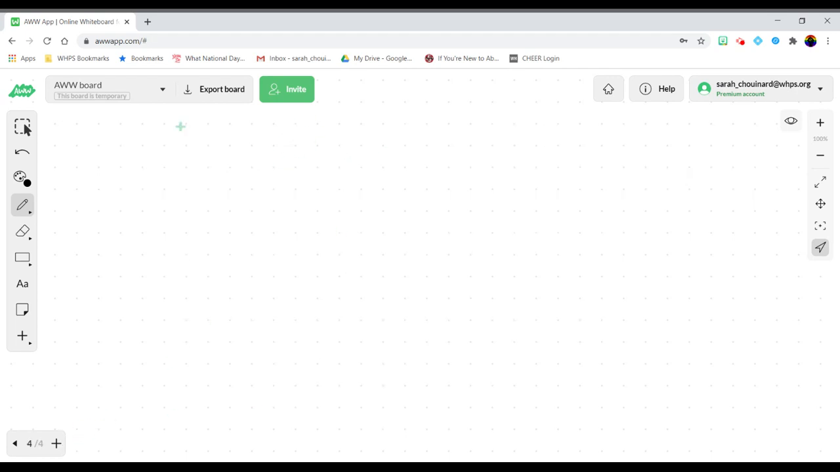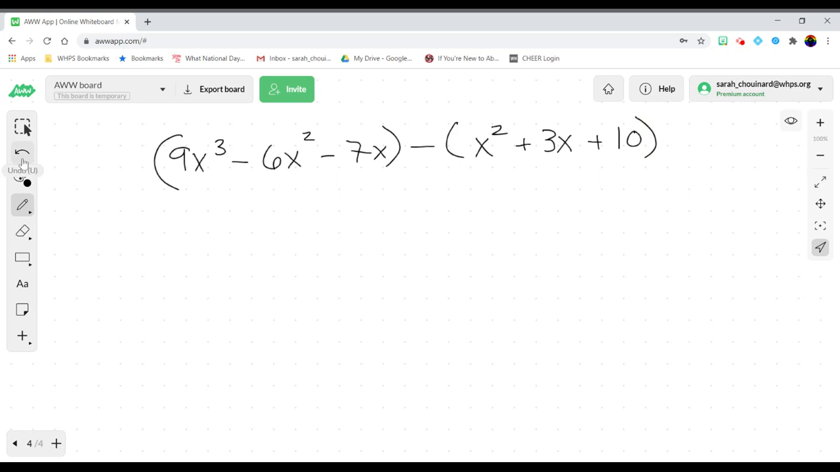Let's do one more example. So let's do 9x to the third minus 6x squared minus 7x minus x squared plus 3x plus 10. So I'm going to rewrite it. I think that's always a good idea. I'm going to keep the first polynomial the same, and then I'm going to change it to addition and flip the signs of all of these terms.